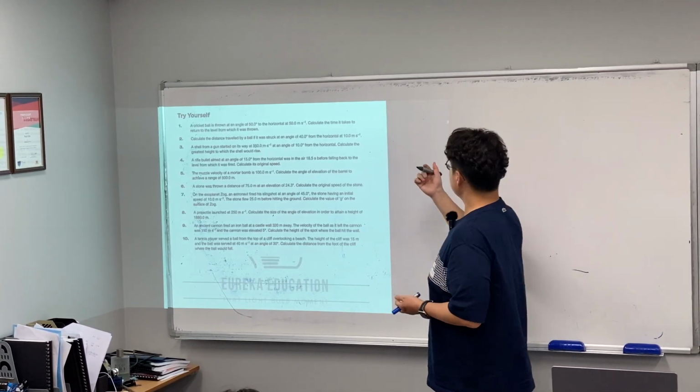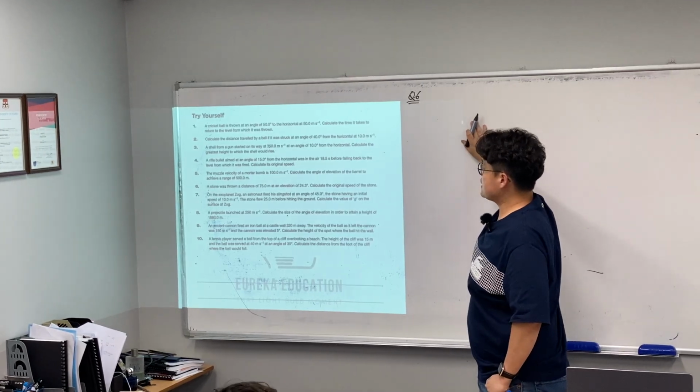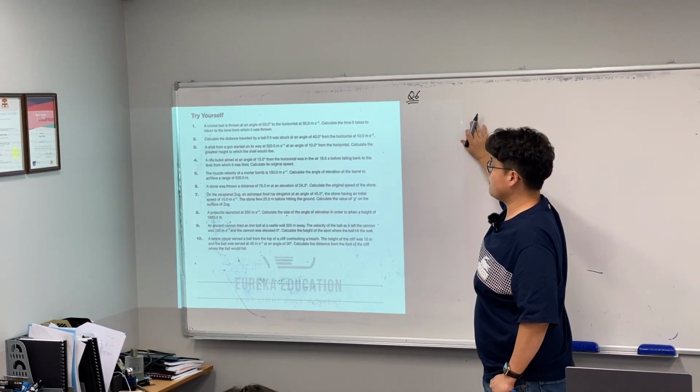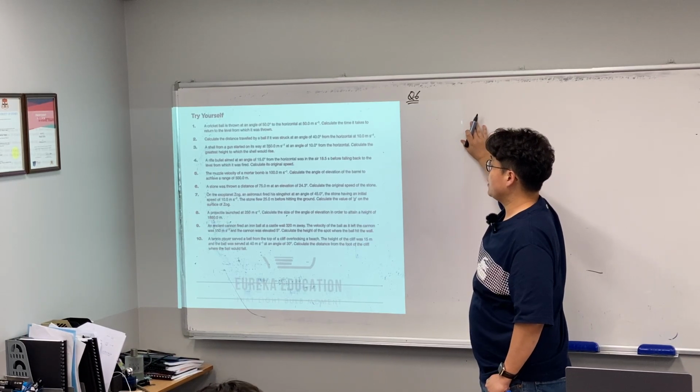Okay, question 6. A stone was thrown a distance of 75 meters at an elevation of 24.3. Find the original speed of the stone. Okay.